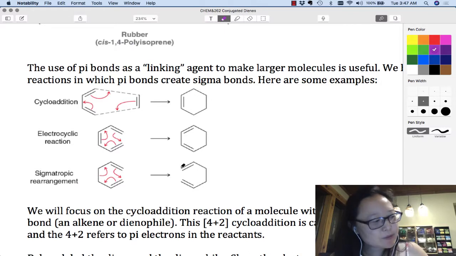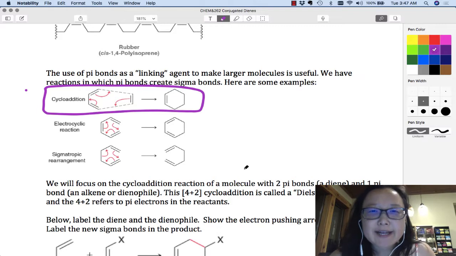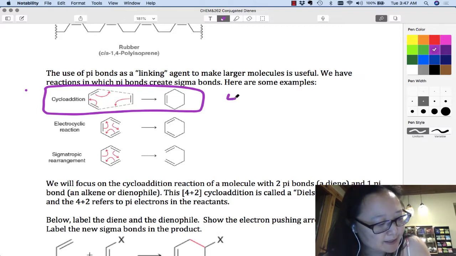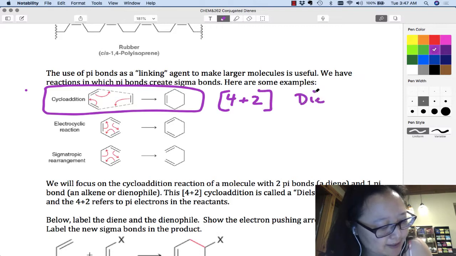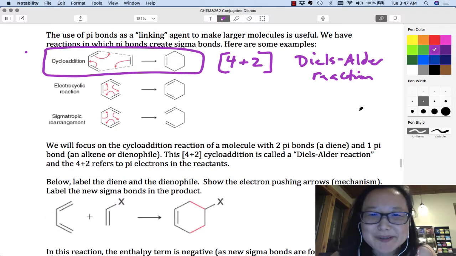The ones we're going to focus on right now is the cycloaddition reaction. The cycloaddition reaction we want to focus on in particular is something we call a 4+2 cycloaddition, and this is named after two scientists, Diels and Alder. So we call it the Diels-Alder reaction. It's what we call a named reaction. It's named after people or someone.